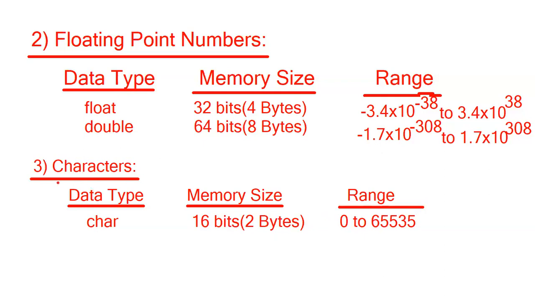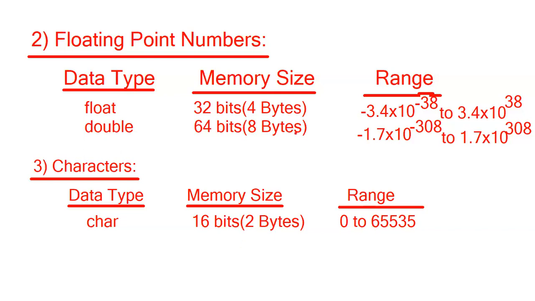See, third category, char. 16 bits it will occupy, nothing but 2 bytes. Range is 0 to 65,535. But your doubt is, char means character literal, but I am giving a number. Here, whatever language character you write, for that character one number will be there. That is ASCII, American Standard Code for Information Interchange. That is converted first. That number is converted to binary, then stored.